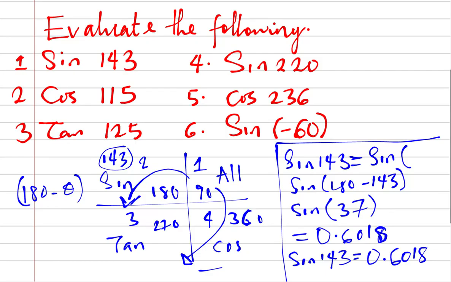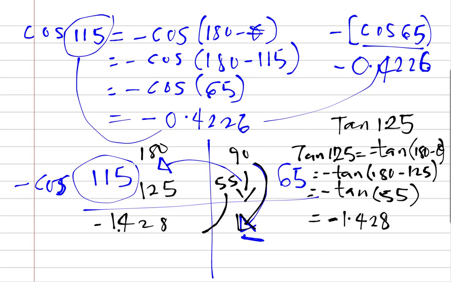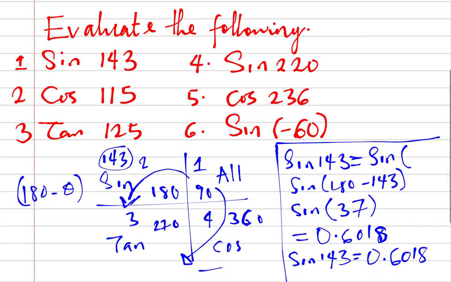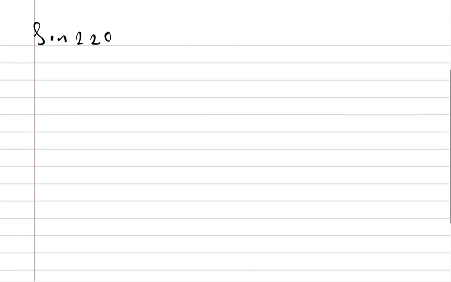Our fourth example says sine 220. So you want to do sine 220. Now under the quadrants, look at it here. You can see that this is 200 plus because it has passed 180. So that means this question is in the third quadrant. So in the third quadrant, what is your value?